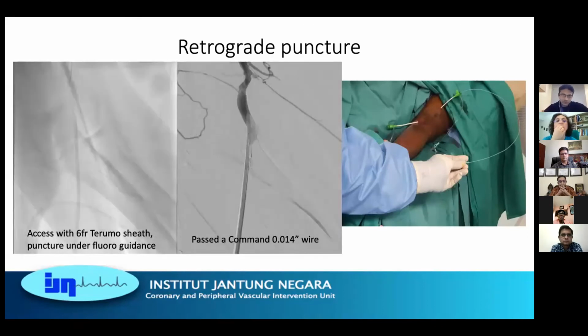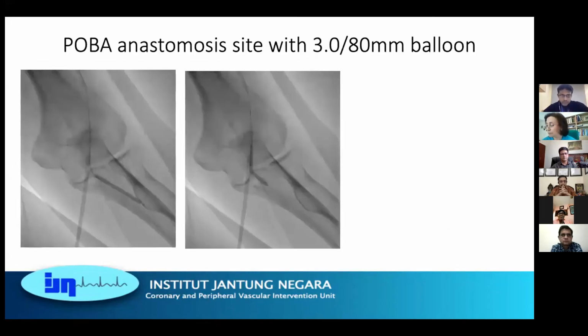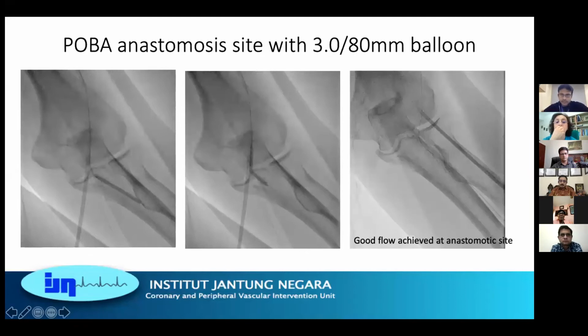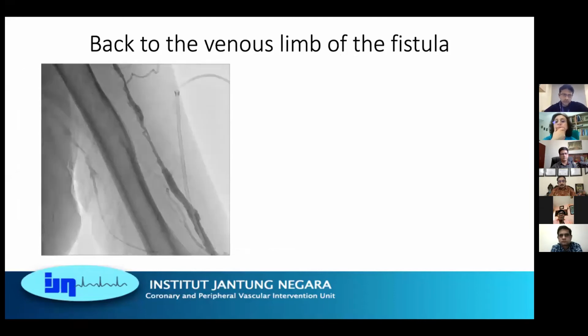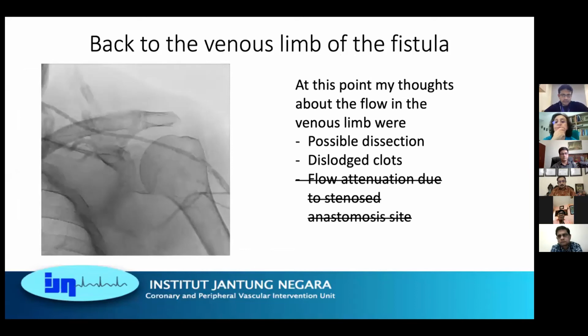So I went on, just used a 3 by 80 mm balloon to open up the juxta anastomotic site, and I managed to achieve quite good flow, and I was quite happy with this. I didn't want to go any bigger. So back to the venous limb, and it still did good. I've opened up the juxta anastomotic site, so I thought dissection and clots.